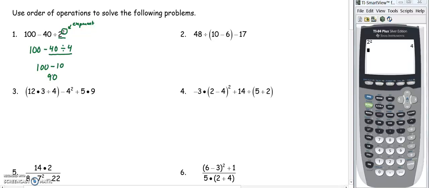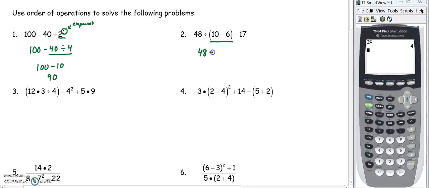Number 2, 48 divided by the quantity 10 minus 6, minus 17. So in number 2, we have a set of parentheses, 10 minus 6. Now, although 10 minus 6 is subtraction, because it's in parentheses, this is now the first thing we're going to do. So 10 minus 6 is 4.